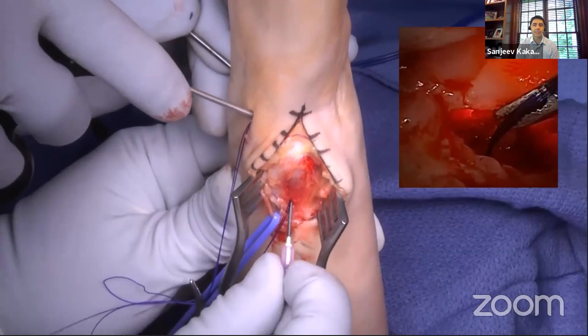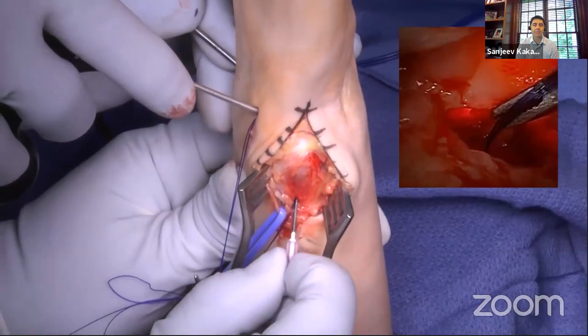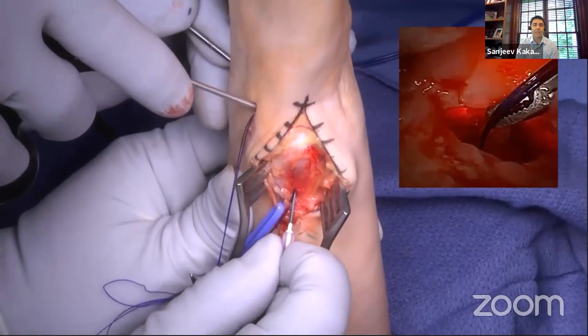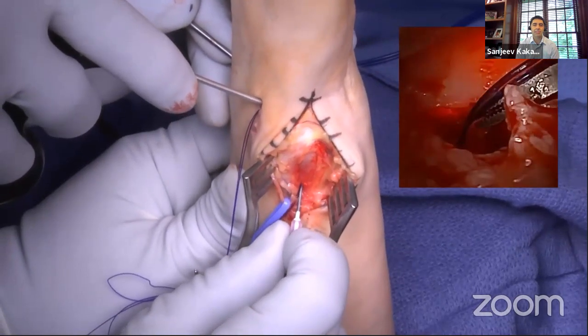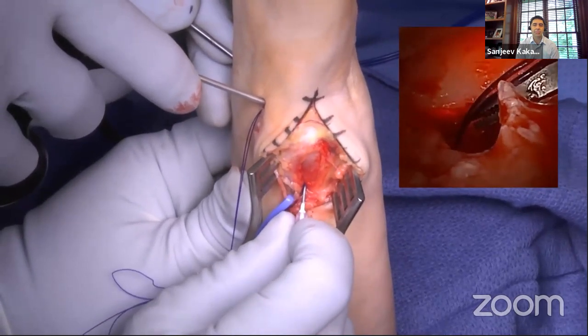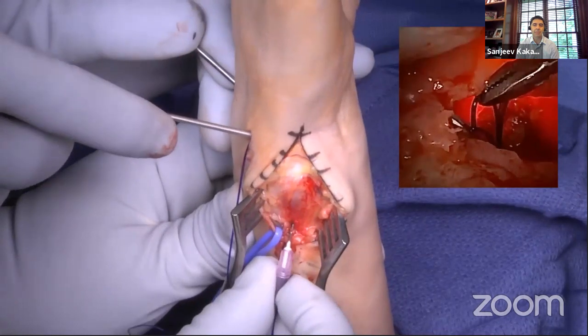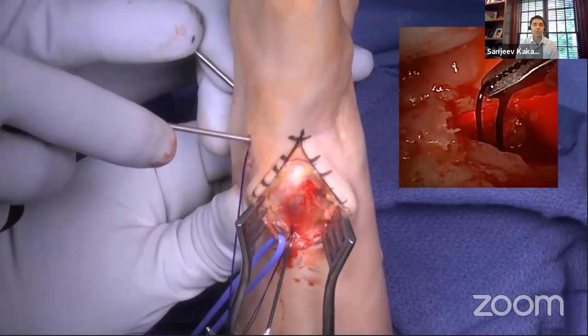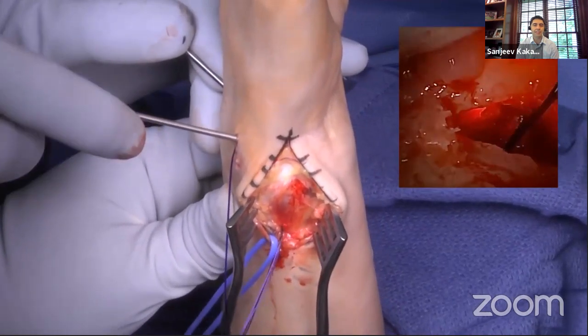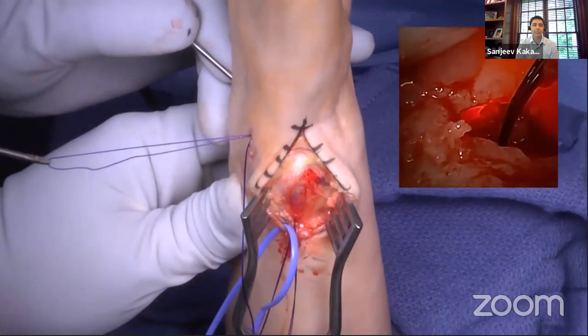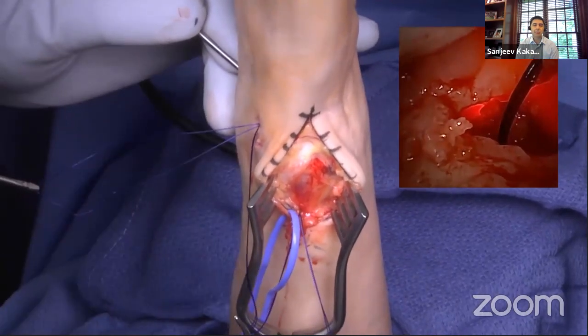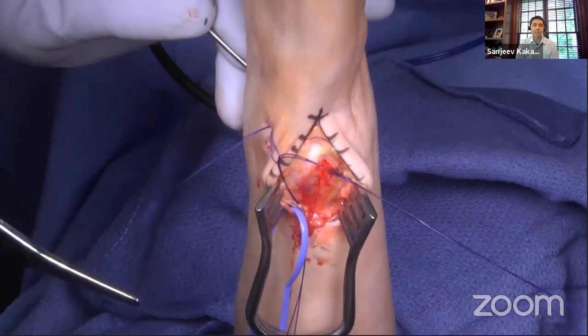So there you can see the needle coming up through the bony tunnel. The grasper is in the 6R portal, and then the stitch will come through and we'll pull that loop out. So now we have two loops of 2-0 PDS through the bone and through the fovea. And what we'll next do is just cut one of the loops, okay?